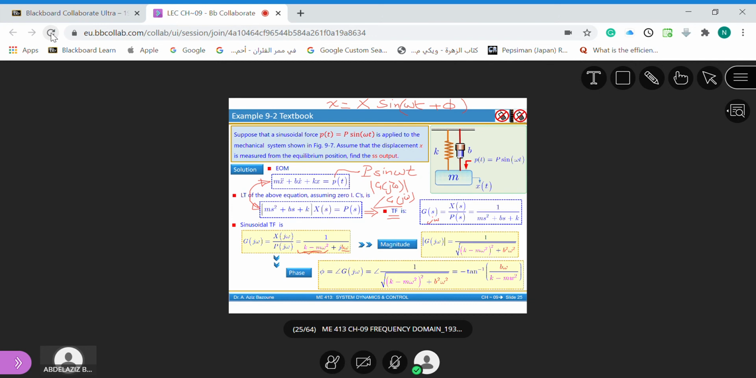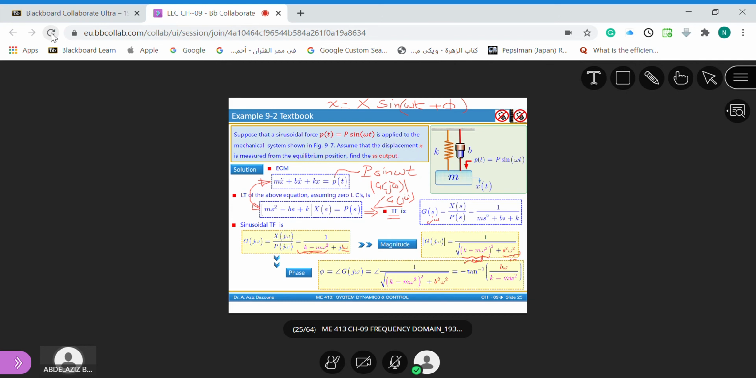The magnitude of this function, G(j omega), will be the square root of the real part squared plus the imaginary part squared. The real part is simply this part, k minus m omega squared. And the imaginary part will be b omega, which is this one.